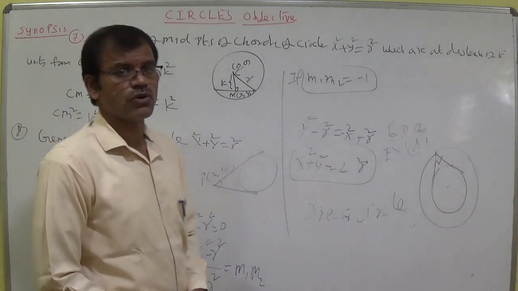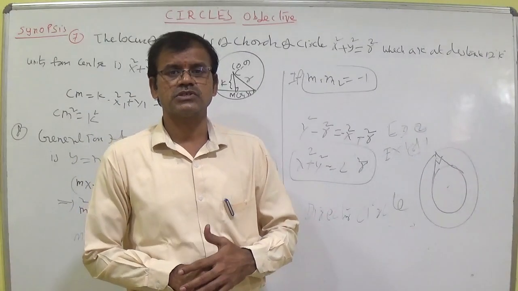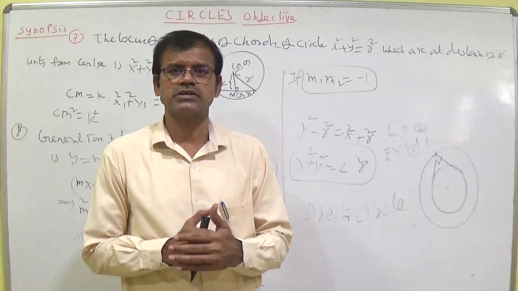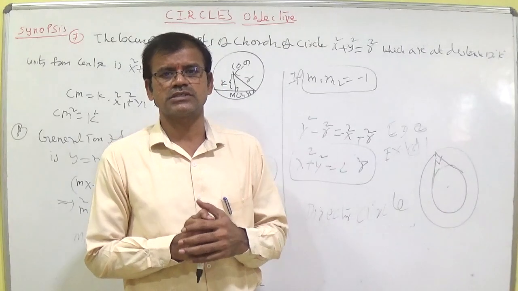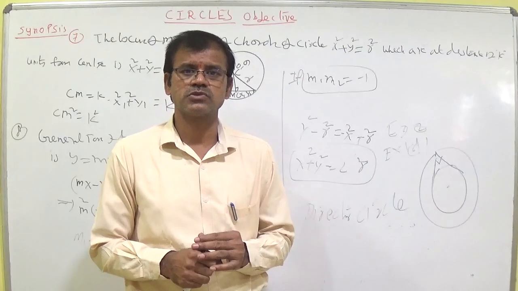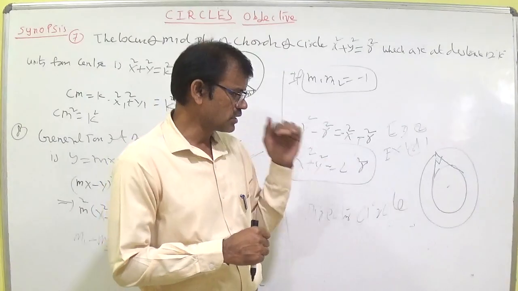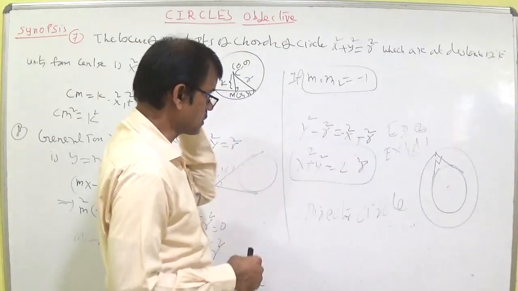If x minus h whole square plus y minus k whole square equal to r1 square is a circle and x minus h whole square plus y minus k whole square equal to r2 square is another circle, then the equation of the director circle of the two circles is x minus h whole square plus y minus k whole square equal to 2r square, or here r1 square plus r2 square you can write. I think I said this in APE, so no need to discuss now.